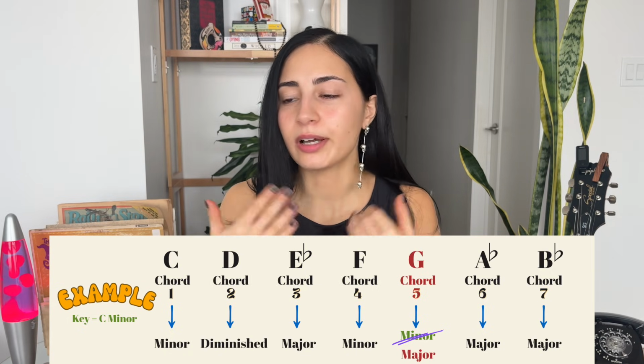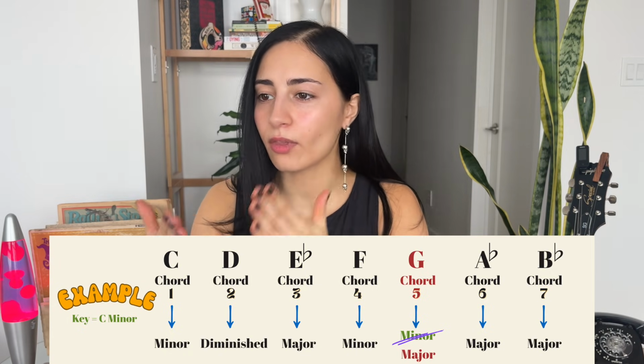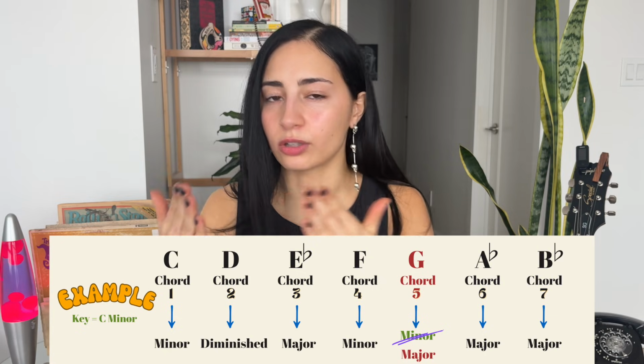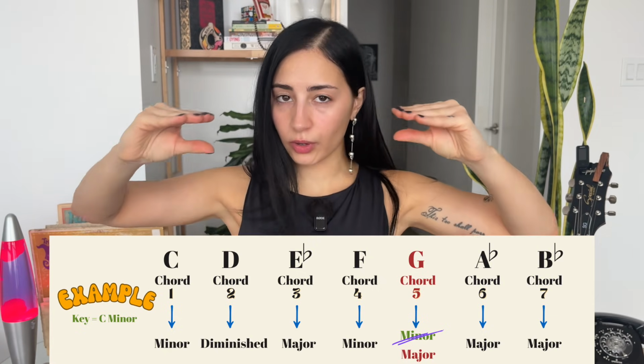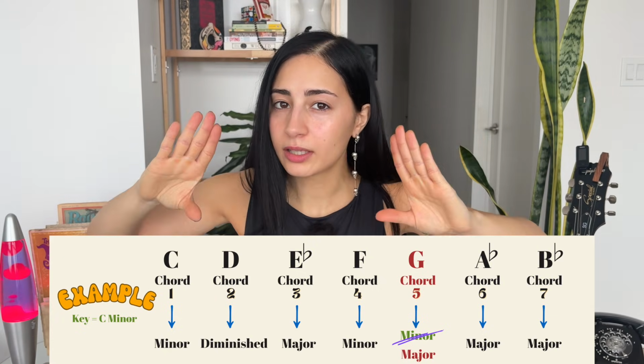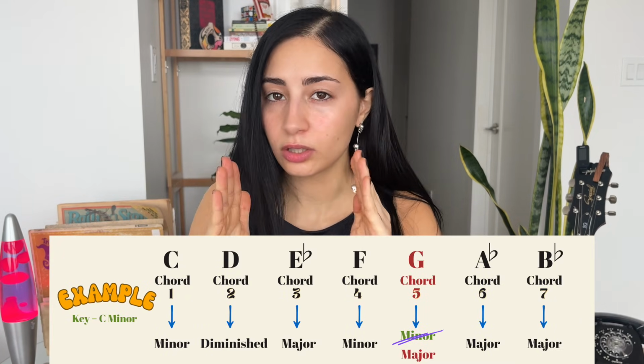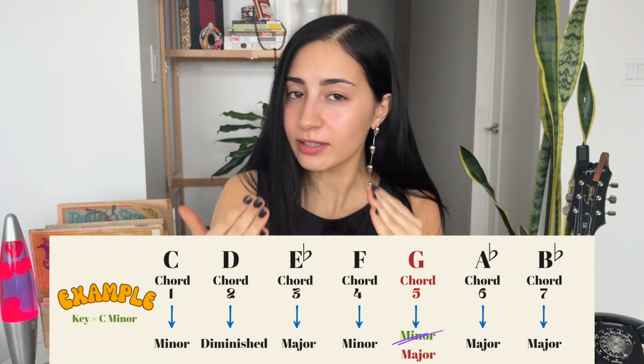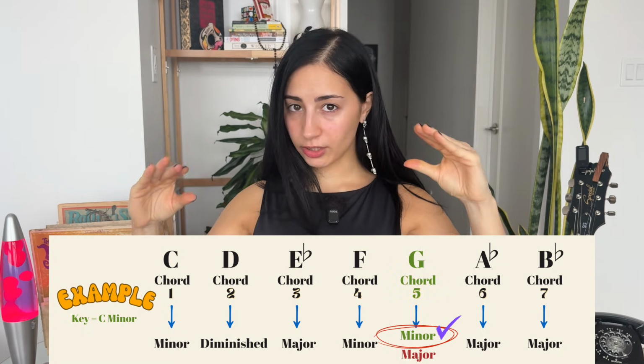So there's a little bit of a theoretical little alteration we typically make to the 5 chord of a minor key. But we're not going to talk about that, okay? Because I don't want to do that. But in strictly theoretical terms, the 5 is technically a minor in a minor key, okay?